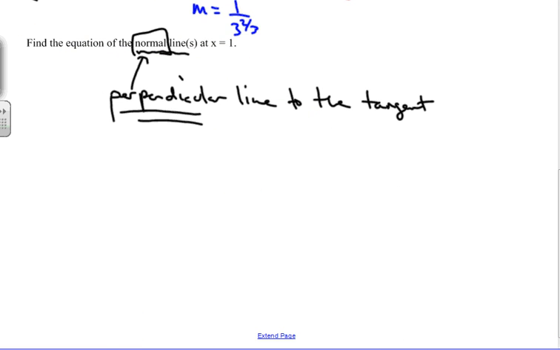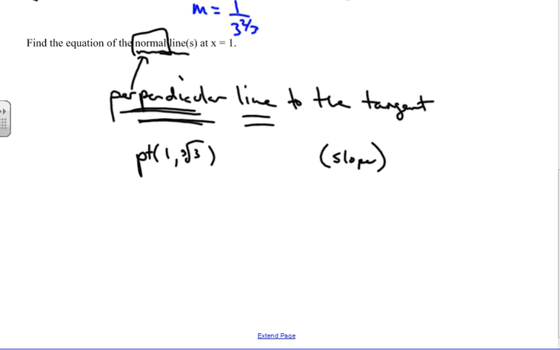To do that, once again, it's an equation of a line. I need a point, and I need a slope. The point is going to be the same, 1, and what's our point? The cube root of 3. Our slope, well, if you recall, perpendicular lines from algebra 1 are opposite reciprocals. So perpendicular lines, if you have the slope right here, the perpendicular slope would be the opposite reciprocal of that slope. So that's pretty easy.